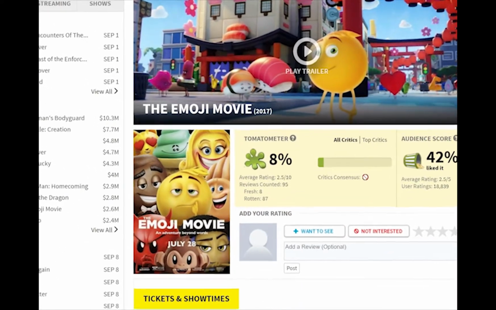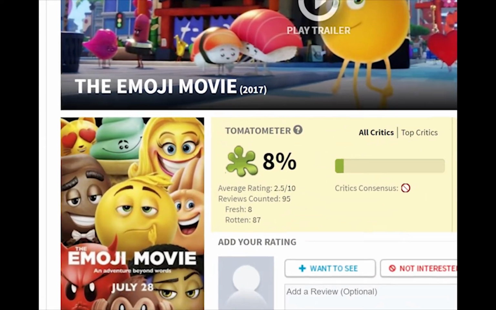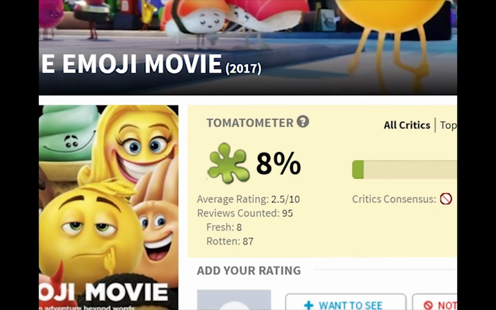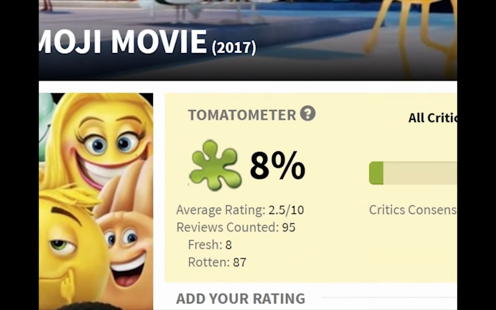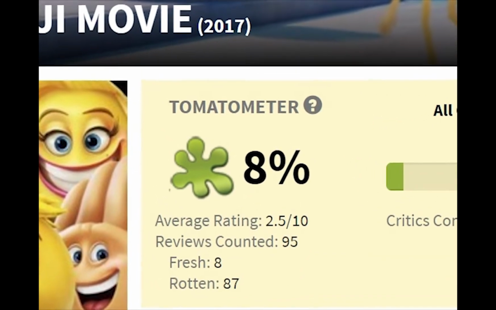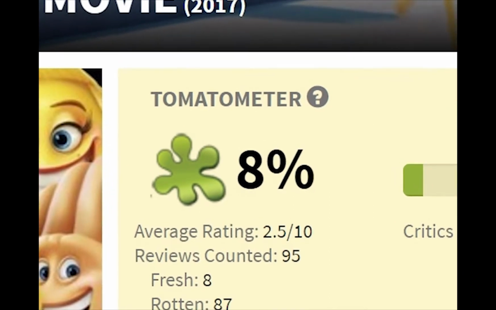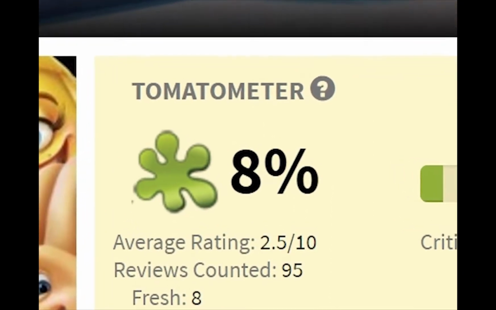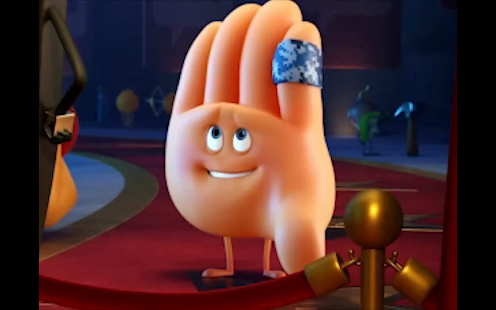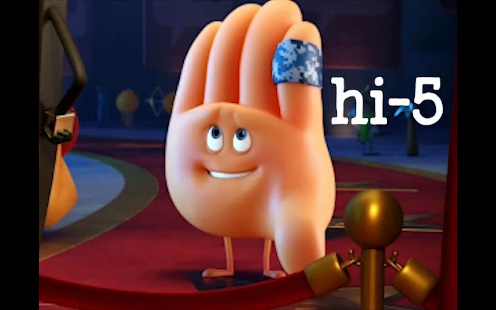The Emoji Movie, highly critiqued and said to be one of the worst movies to ever be made, clocking in at a whopping 8% freshness on Rotten Tomatoes. But what you don't know is that it is one of the most mathematical movies of all time. Let's take a look at one of the characters, Hi-5.